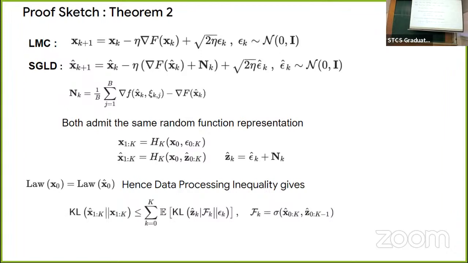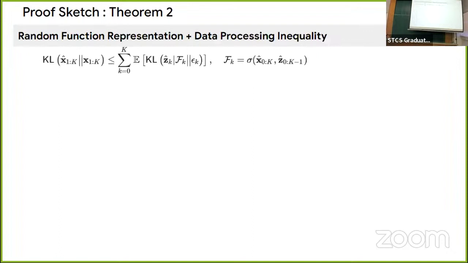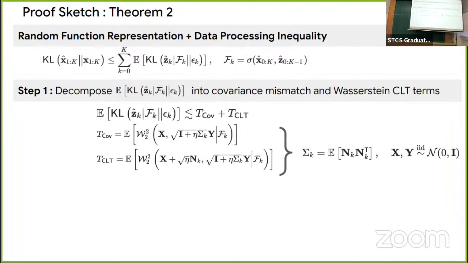Right. So since the law of x0 is equal to x0 hat, we can do KL tensorization. So we can write KL between x hat 1 to k and x1 to k is less than or equal to expected KL between z hat k and epsilon k given F_k, where F_k is the sigma algebra of, okay, this has to be small k, another typo, the trajectory up until time t. Conditioned on that, z hat k should look approximately Gaussian. So what does this mean? This is an entropic CLT. Random function representation plus data processing inequality gives us this, and proving that this is close to 0 implies that we are trying to show an entropic CLT for this quantity, that is z hat given F_k.